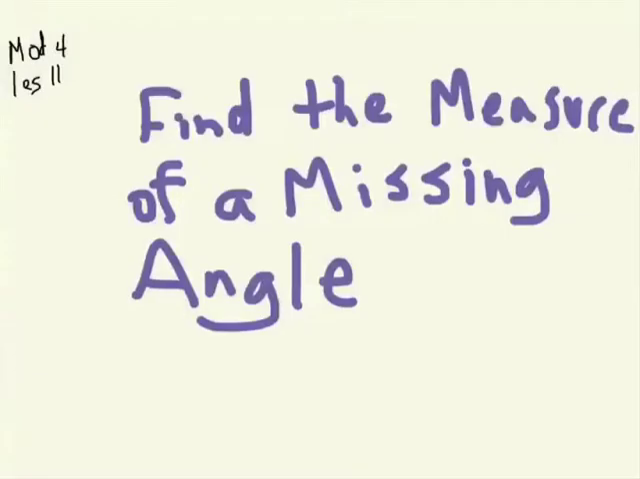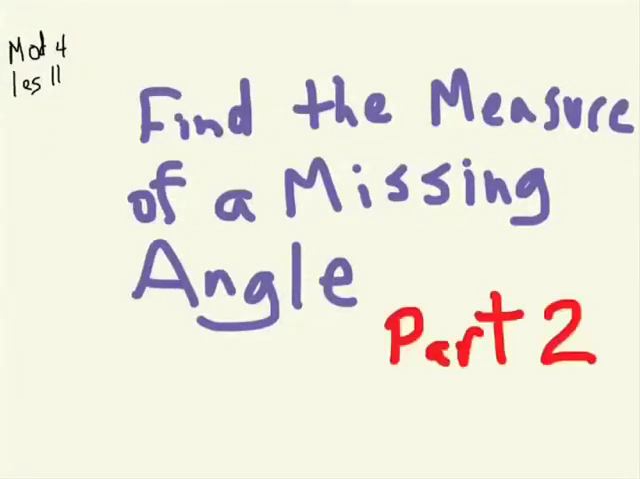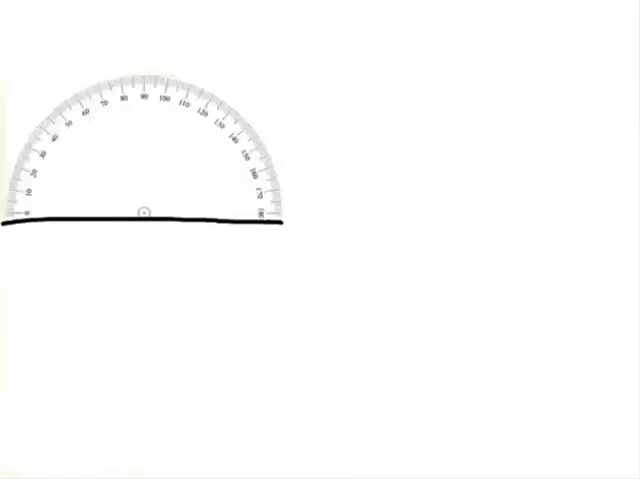Hello, and welcome to the video that will help us find the measure of a missing angle. Part 2. Now what we have here is a protractor, which is a tool commonly used to measure the size of angles. You can see that this protractor goes from 0 all the way up to 180 degrees. But this protractor is only showing you half the story.